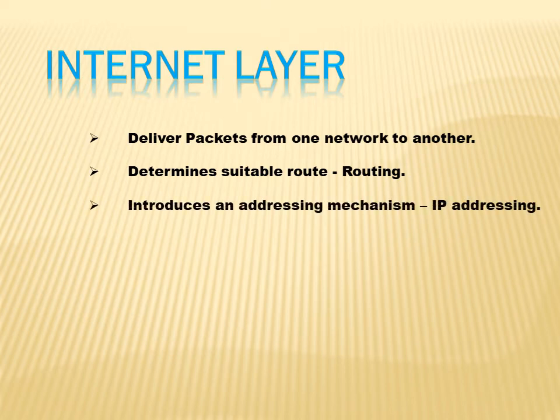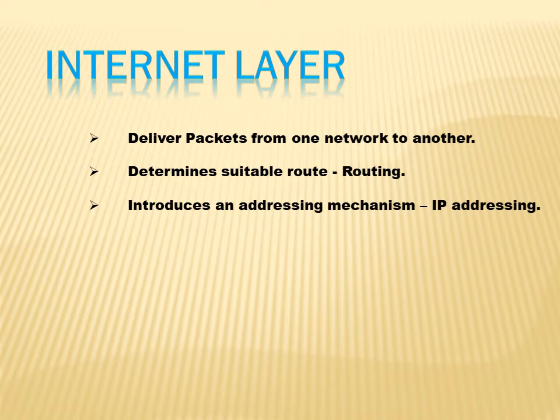Another important point of the internet layer is that it also introduces an addressing mechanism. That is called IP addressing, which is how to identify the destination machine. So it has IP addressing for packets. In the next video lecture I will give a deep introduction about IP addressing.